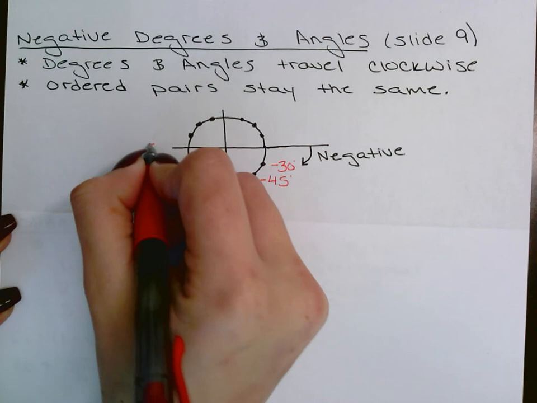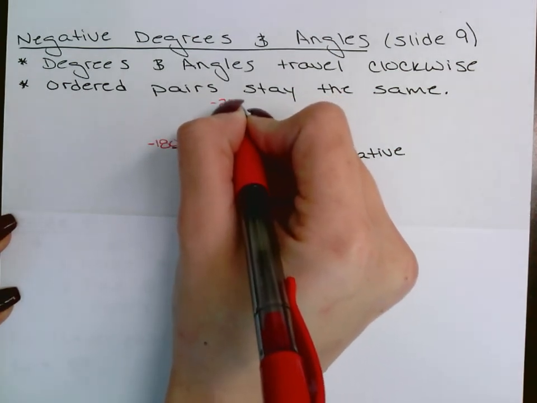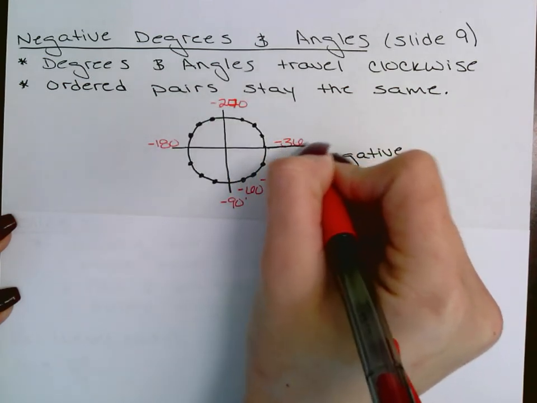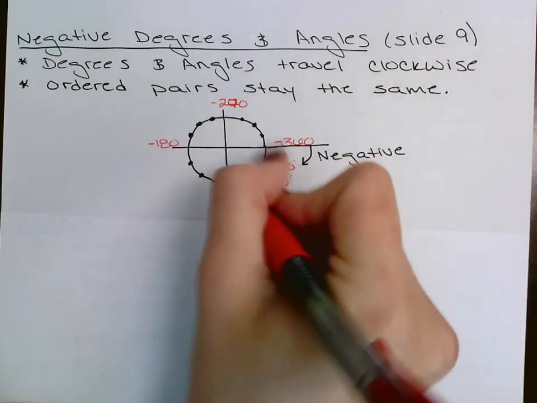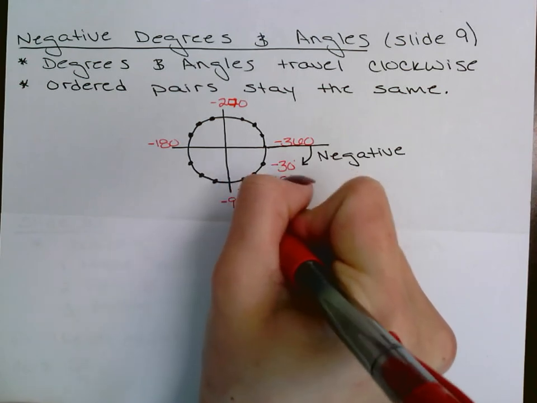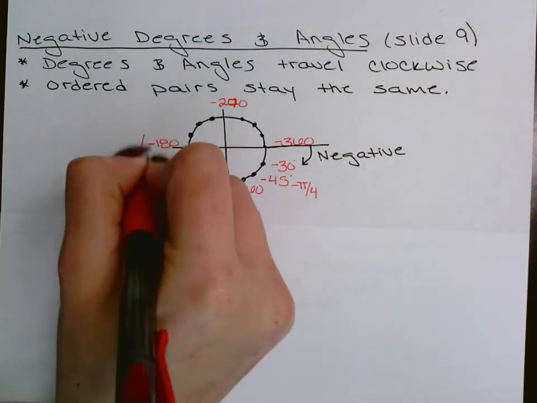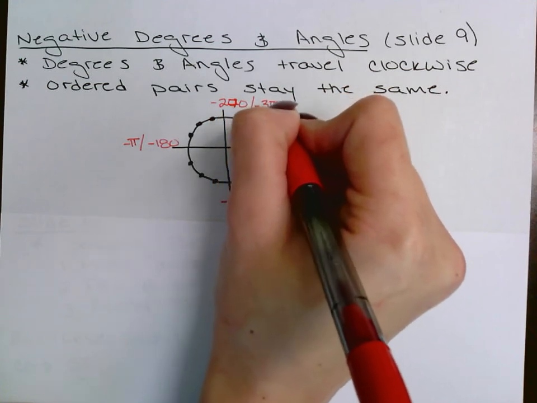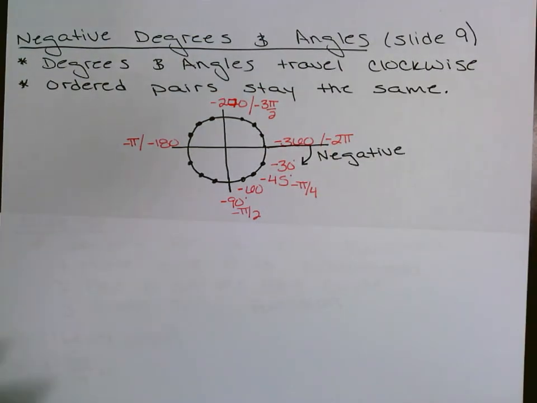And then, of course, this would be negative 180, negative 270, and negative 360, exactly. And the same would work with radians. So, like, I can put negative pi over 2 here in this spot. I put negative pi over 4. I can call this negative pi. I could call this negative 3 pi over 2. And I can call this negative 2 pi. It's the same exact thing as the unit circle, just going backwards. Okay?